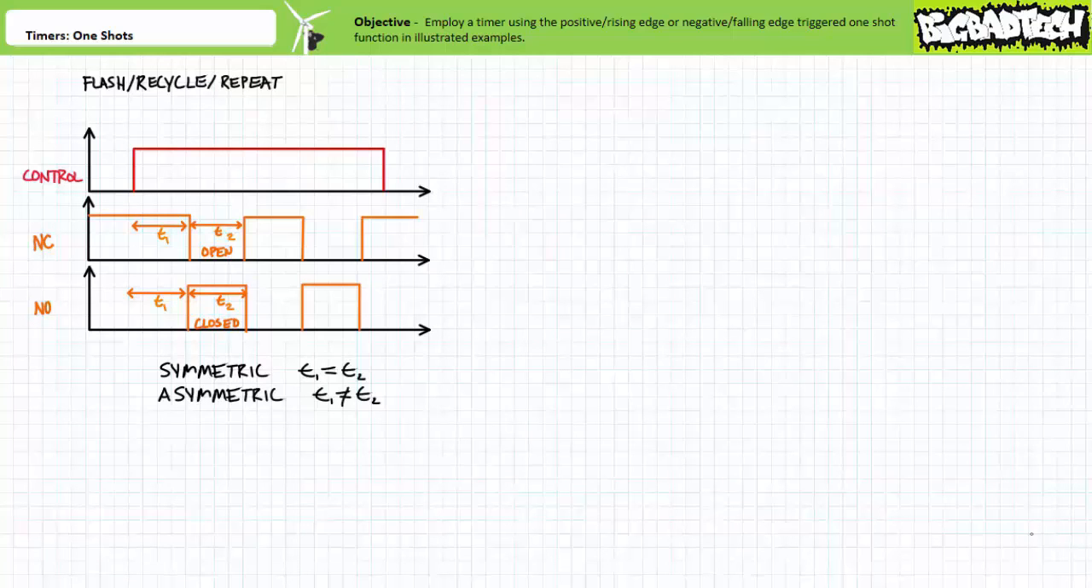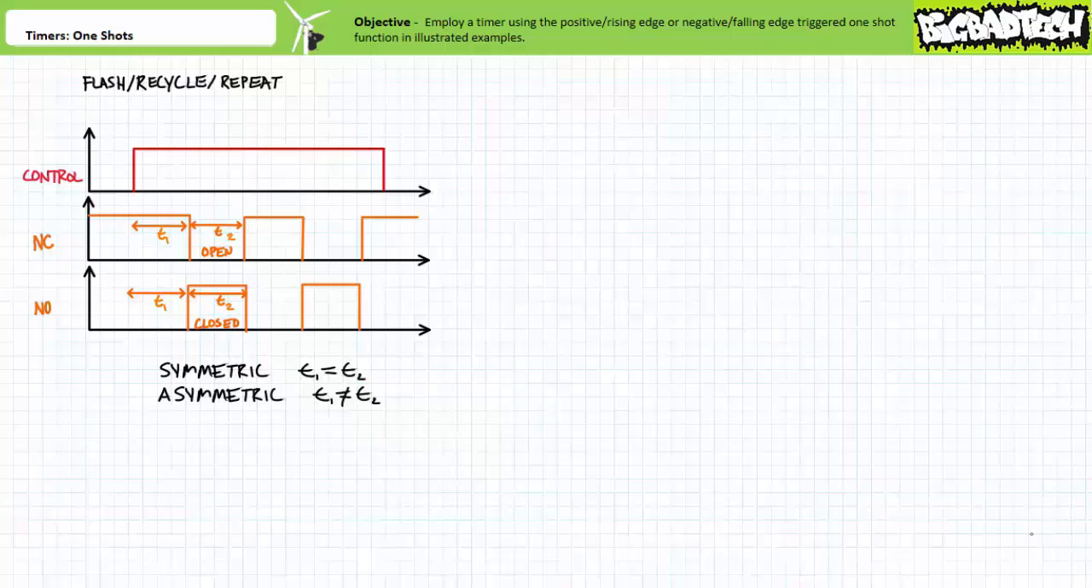A timing diagram of a timer executing the flash function would look like this. When the controlling input is energized at this instant here, the associated contacts continuously alternate between the activated and deactivated state with a measurable period. Similar to our previous discussion about on and off delay timers, flash function might be symmetric, where the activation period is equal in magnitude to the deactivation period, or asymmetric, where the activation and deactivation periods are independently adjustable.